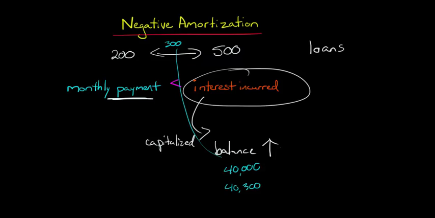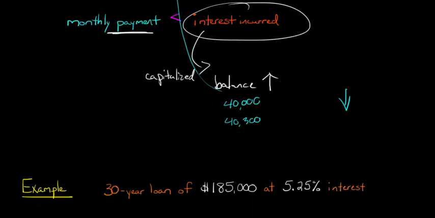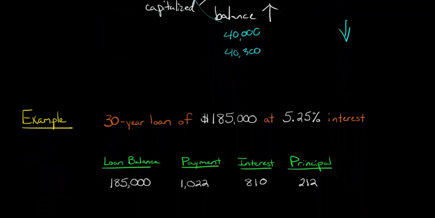And so we call it negative amortization because normally when you have a loan, you're amortizing or paying down the balance. You're paying down the balance till it gets to zero. Negative amortization is actually a situation where the balance is increasing. So I'll just walk through an example. Might make it a little easier for you to understand.